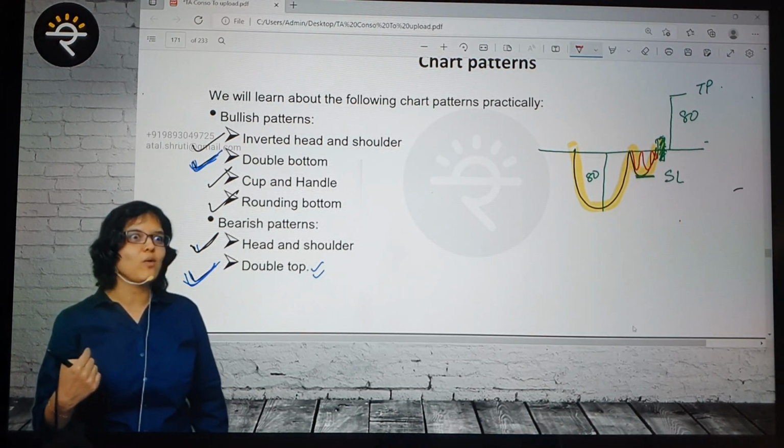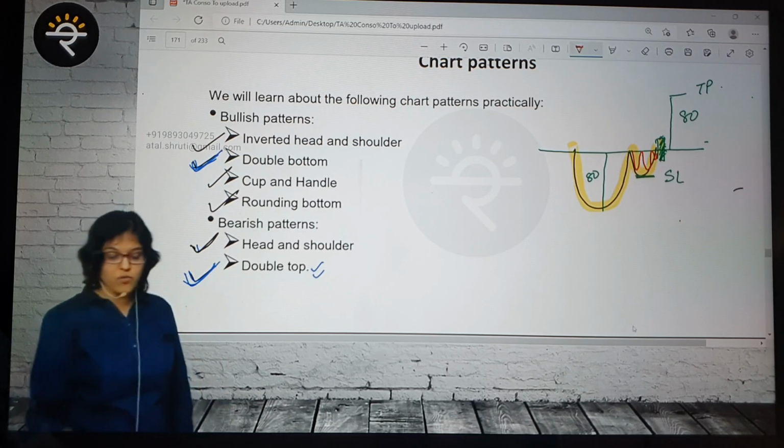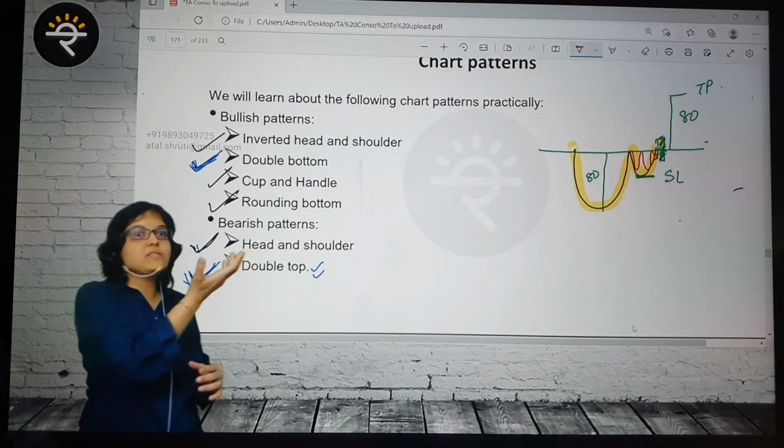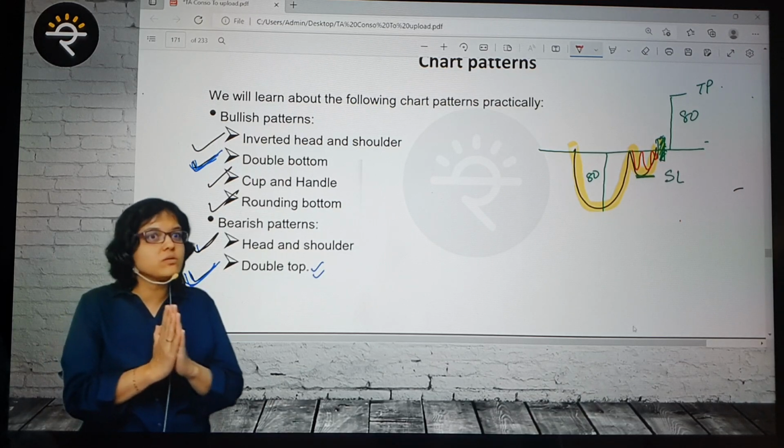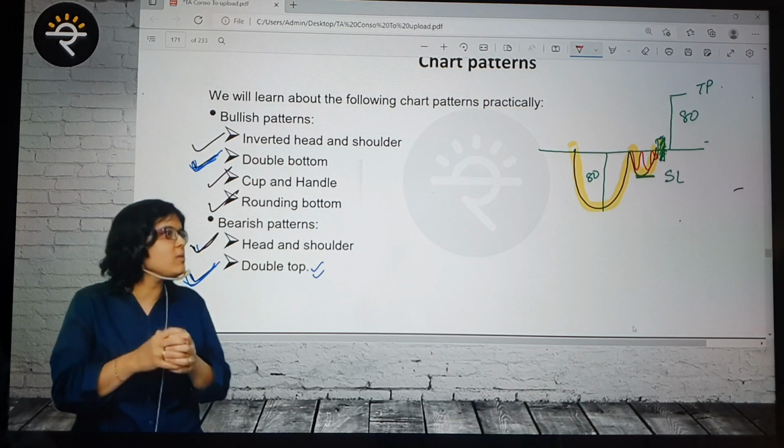Now coming to rounding bottom. I'm going to show you examples of both. Rounding bottom's typical feature is that it has to be a longer round. Typically we say weekly or monthly frame. As a specialty of rounding bottom, this is the only chart pattern where I'm saying please don't focus more on daily candle. Focus more on weekly or monthly candle.